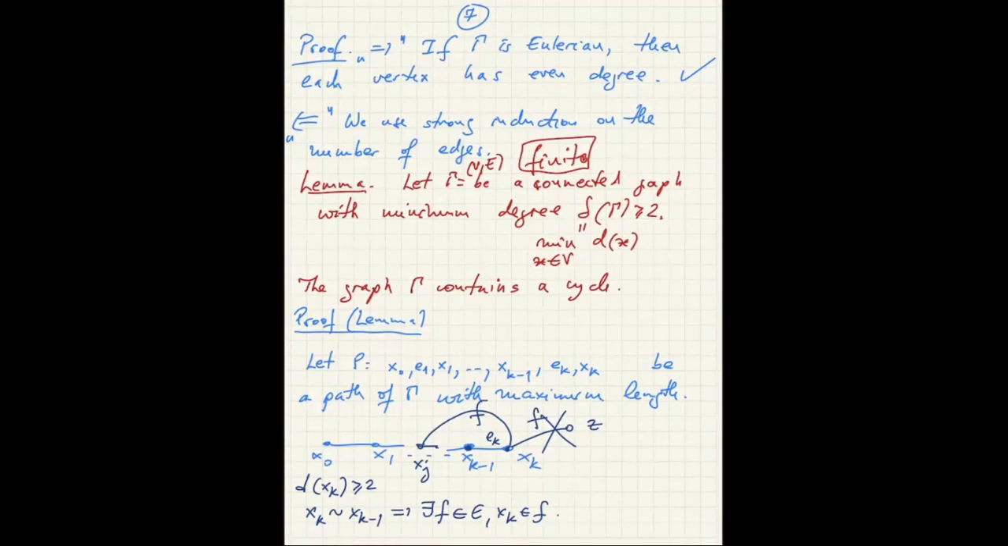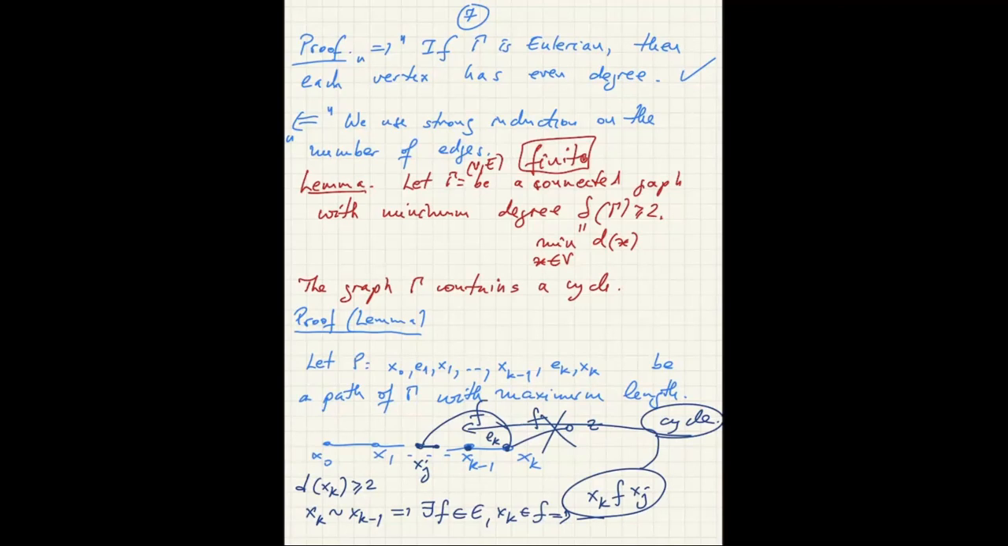So there is this f with this property, and xk, f, xj are the two vertices incident with f. Then if we start at xj, go the same way as we did in the path, all the way up to xk, and then come back to xj, this is our cycle. We have found the cycle. So every time you have degree at least 2, a cycle appears.